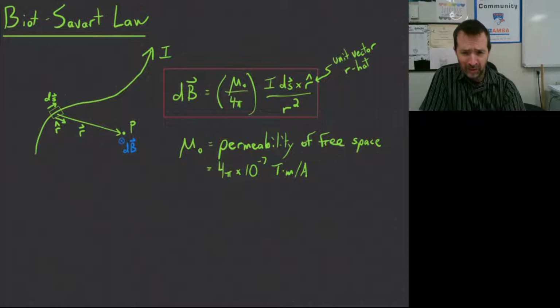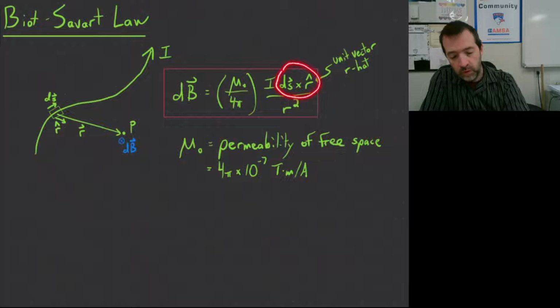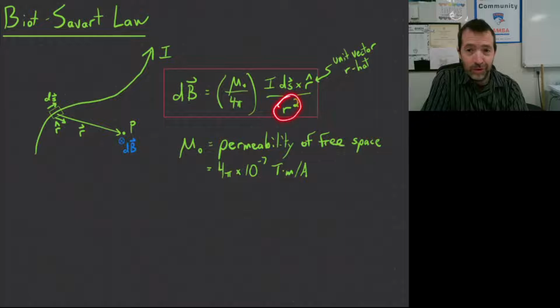The 4 pi is related to spherical surface areas, just like the 4 pi's that you've seen in lots of other formulas recently. Okay, so there's also an I for the current. There's this weird cross product, which I'll talk about in a second. And then in the bottom, there's a 1 over r squared, because that's the way all these things work.